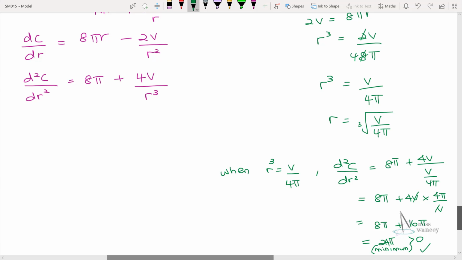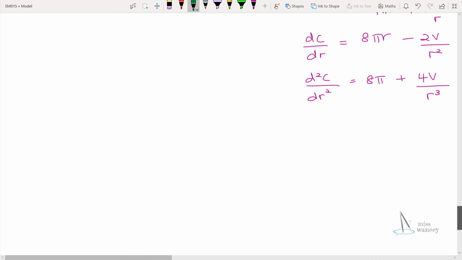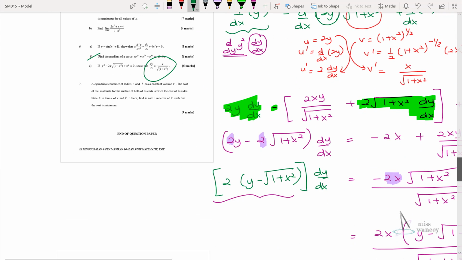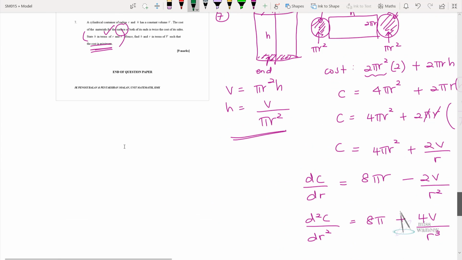So I do know that it is actually a minimum. So it is indeed correct, it must be a minimum. Okay, so what did the question ask? I forgot already, so I have to go back to the question. The question said find the h and r in terms of V so that the cost is minimum. So we have to find both the h and the r.